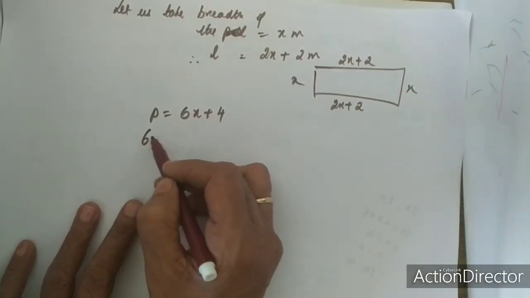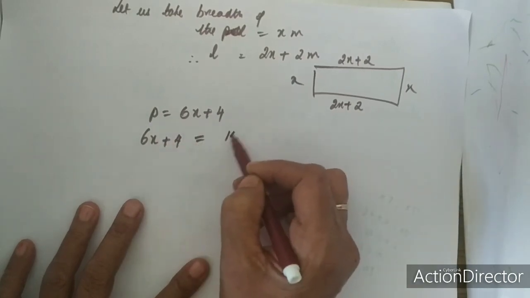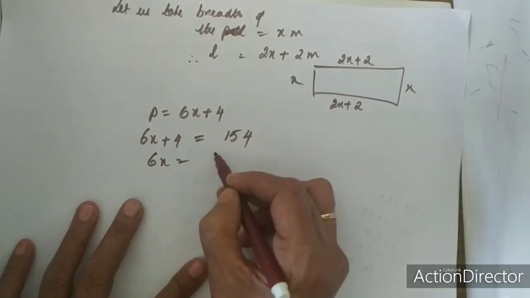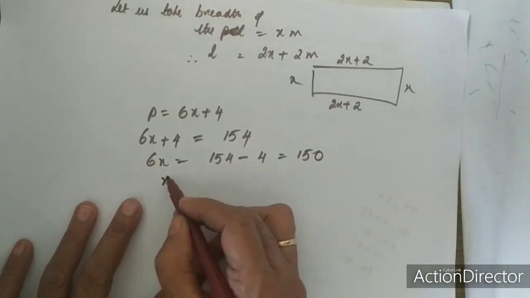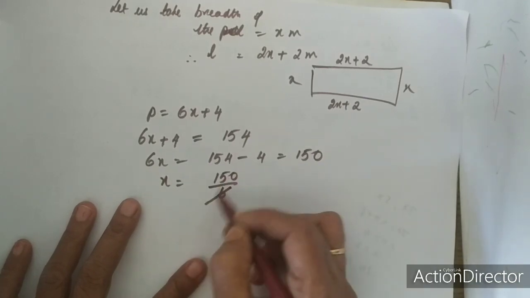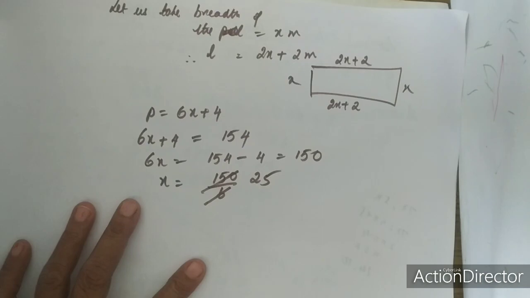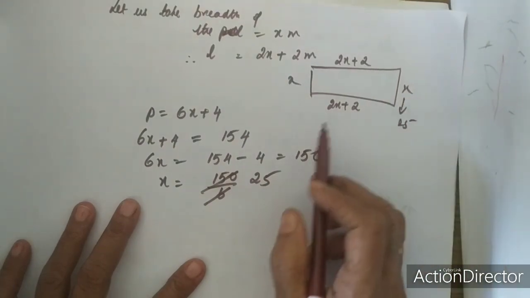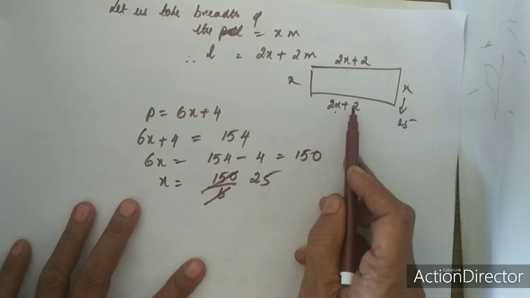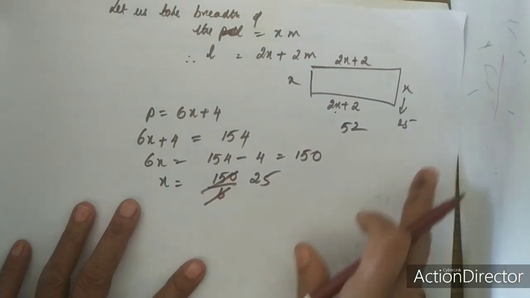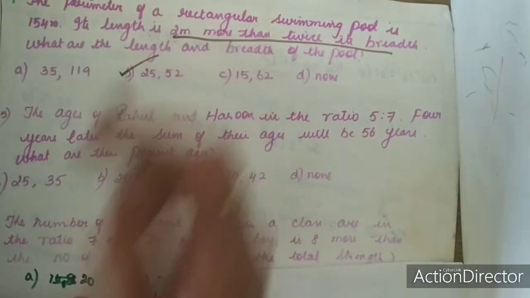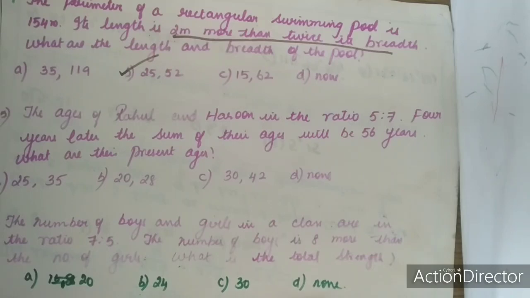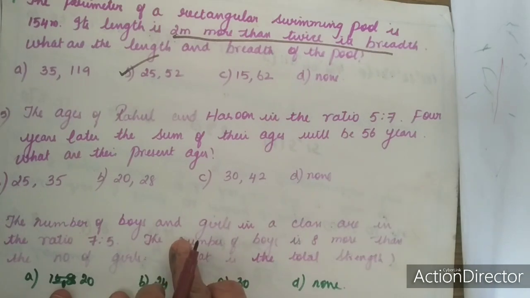Now what is the perimeter given? 6x plus 4 is equal to 154, or 6x is equal to 154 minus 4, which is equal to 150, or x will be equal to 150 upon 6, which will be equal to 25. Now the breadth is 25. What is the length? 2 into 25 is 50, 50 plus 2 will be 52. So let us see whether the option is there. 25, 52. Yes, 25, 52 is there. So this answer is right. In MCQs you should try to solve as fast as possible without writing too many steps.